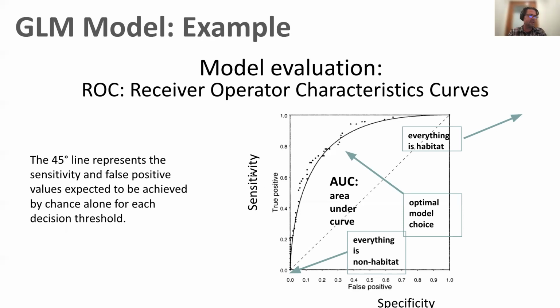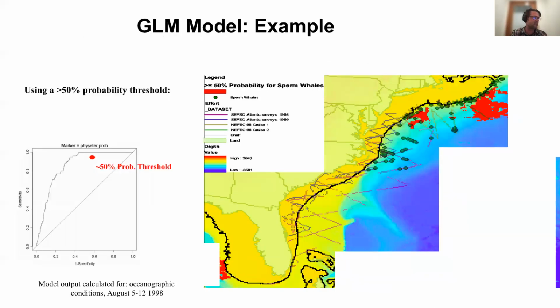And the default is to look at what is the maximum deviation from this null 45-degree line. And that's where we're maximizing the sum of the value of sensitivity and specificity. We're going back and forth.